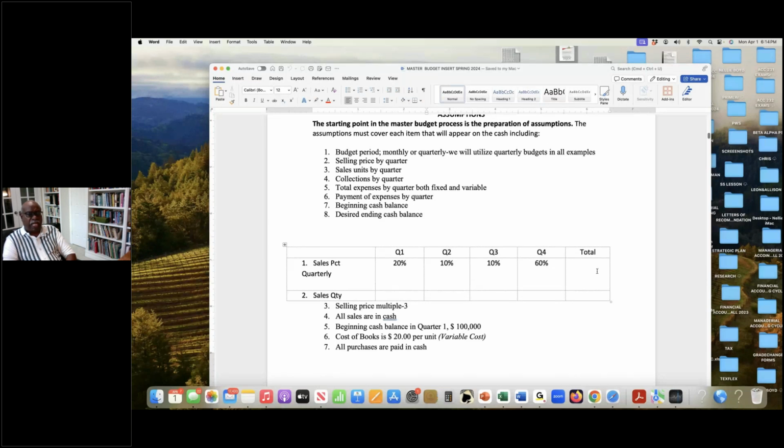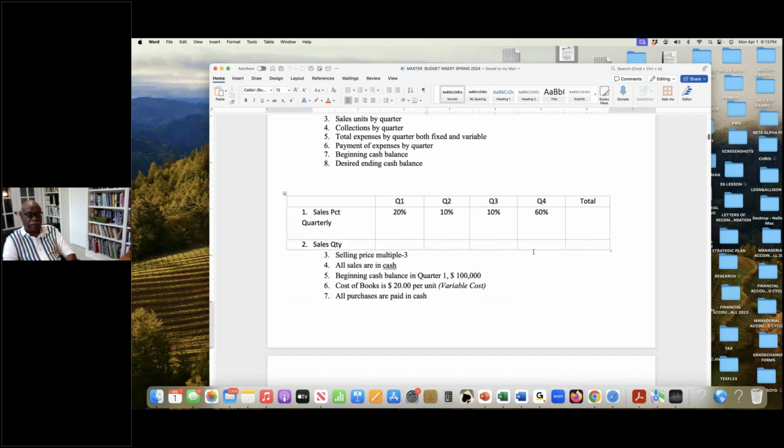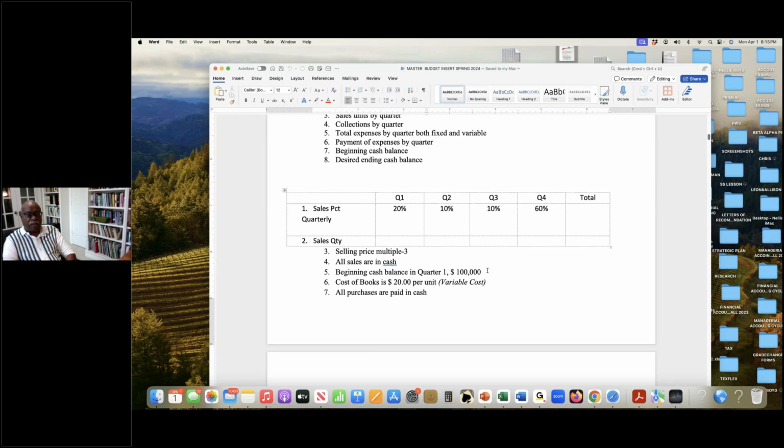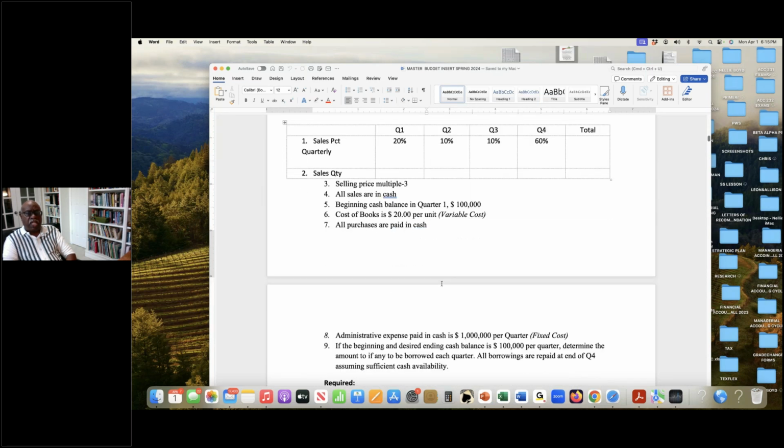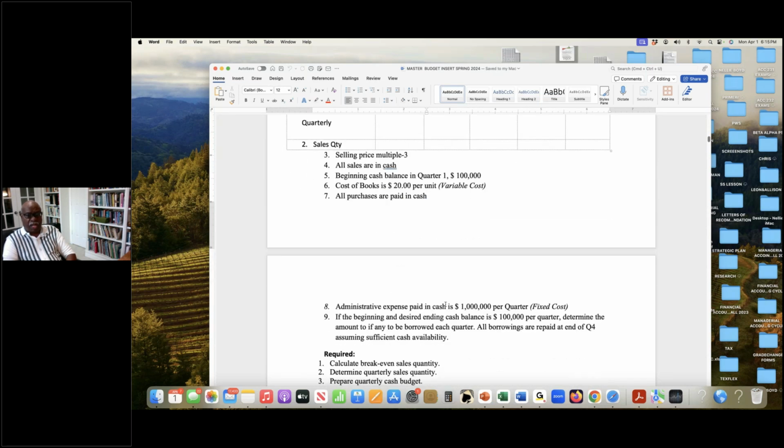So let's assume that our selling price multiple is 3. All the sales are cash. We're making this simple. The beginning cash balance is $100,000. Your books are costing $20 a unit. That's the variable cost. That's the only variable cost you've got. And all your purchases of the books are paid in cash. Your administrative expenses, which are paid in cash, are $1,000 quarterly.